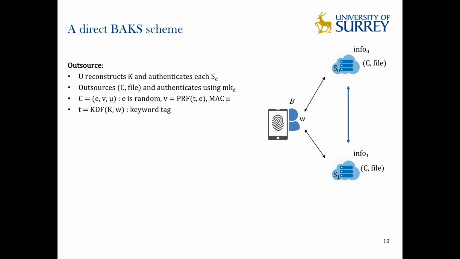To outsource a file, the user executes the key reconstruction subroutine from the previous slide to obtain a symmetric key K. It then uses this key to derive a tag for each keyword associated with the file. This is done using standard pseudorandom and key derivation functions. The tag and file are sent to the servers, who check the validity of the tag and then store both in the database.